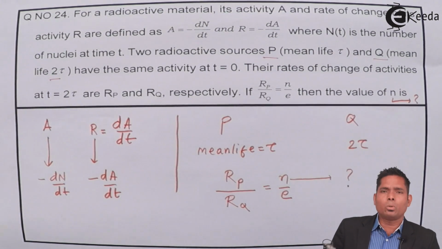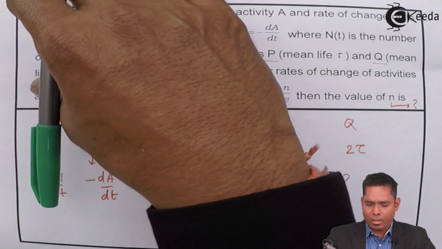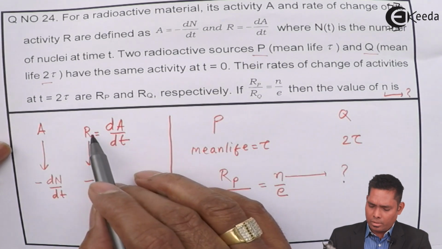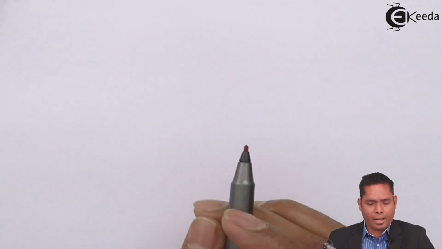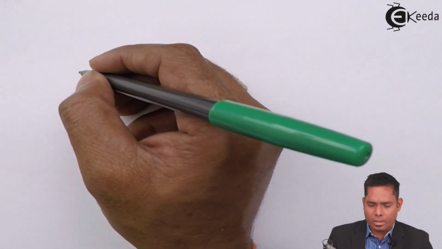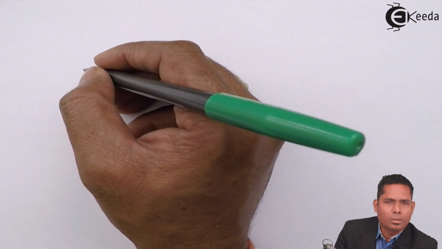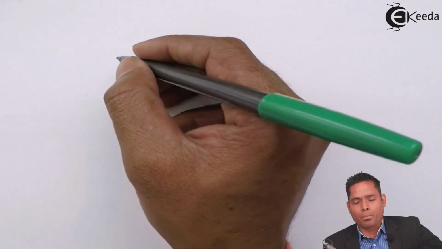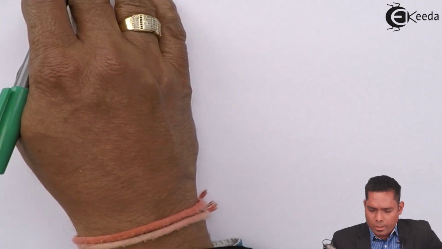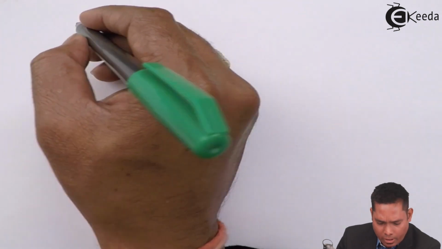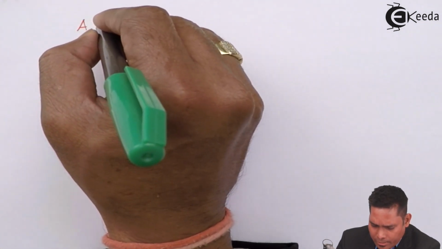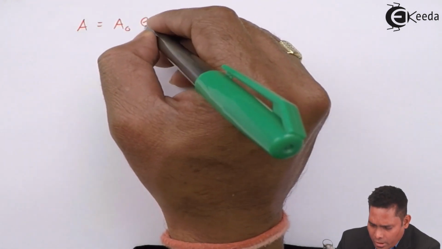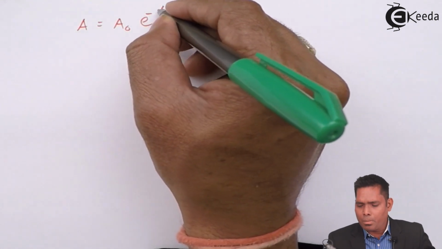So basically we have to write the formula for activity, this R, and mean life. We must know that the mean life is the reciprocal of the decay constant, so that is 1 upon lambda is the mean life. Therefore I'll write first the activity formula, that is A equals A naught e raised to minus t by tau.